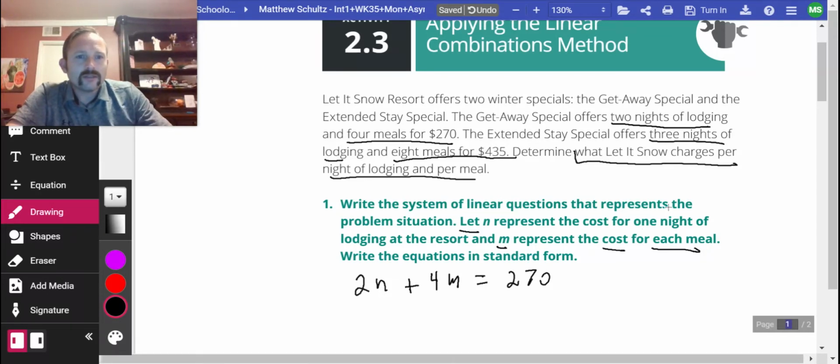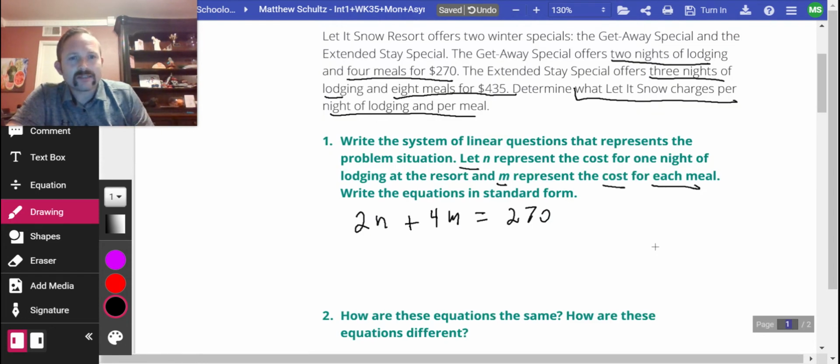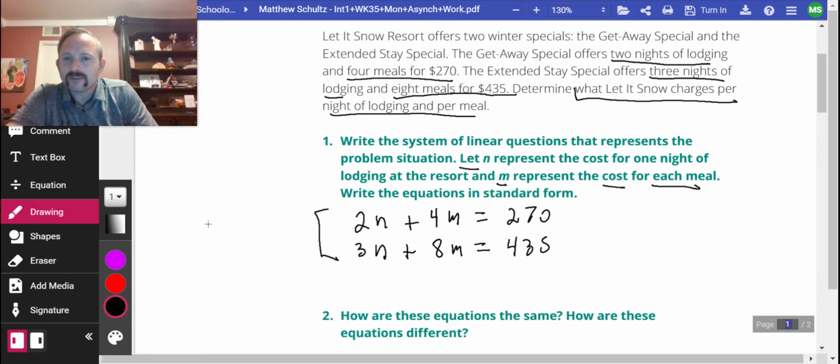All right, so the Extended Stay Special offers 3 nights of lodging plus 8 meals, and that's $435. Okay, so this is my system of equations. I don't like saying linear, but that's a system of equations.